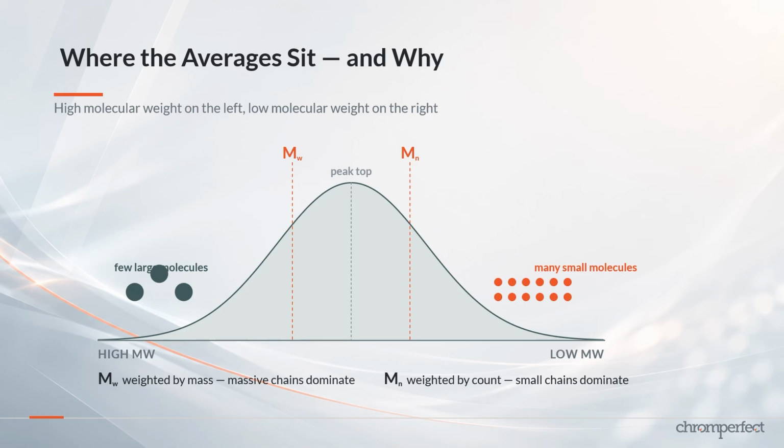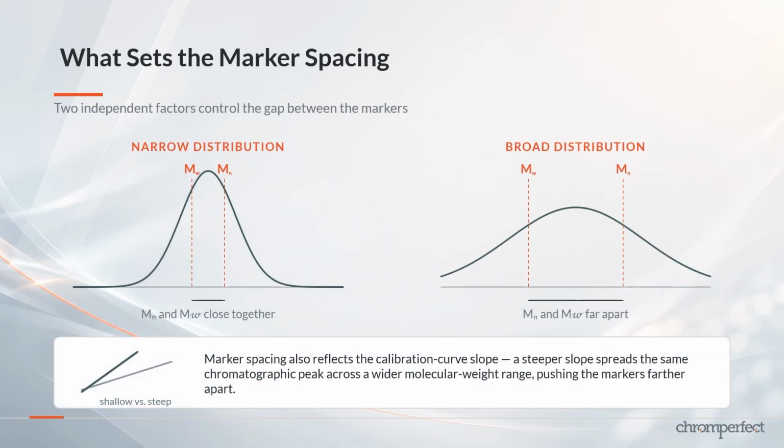This occurs because the low molecular weight side contains a larger number of individual molecules. Mw lies slightly to the high molecular weight side and is therefore positioned to the left of the peak top. This occurs because the more massive molecules have greater influence upon the weight average. The distance between the Mn and Mw markers is related to the logarithm of the sample's polydispersity. A narrow distribution produces markers that are close together. A broader distribution produces markers that are farther apart.